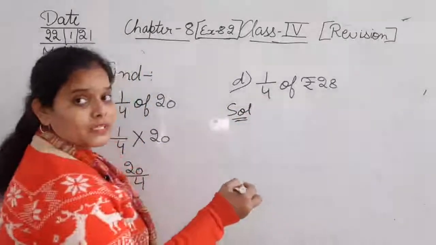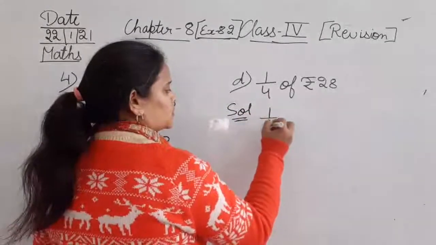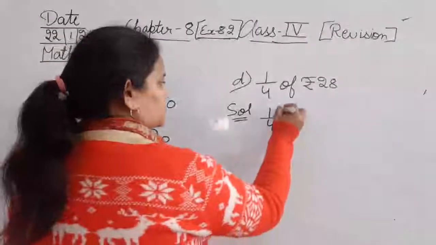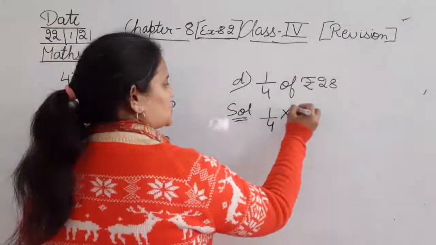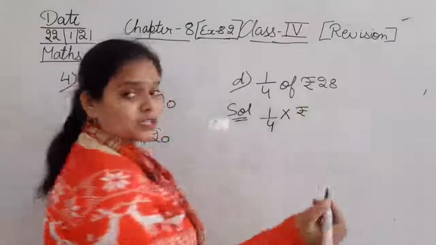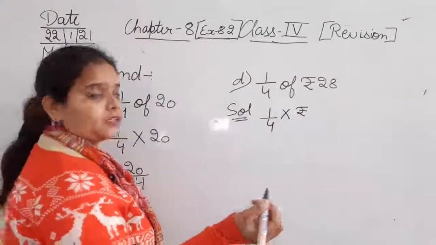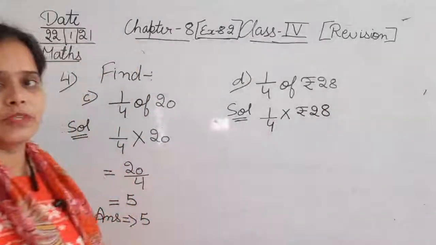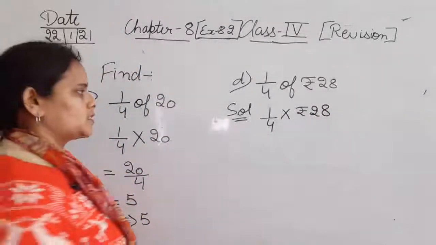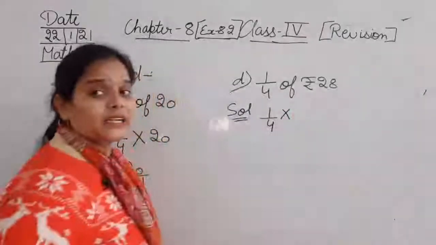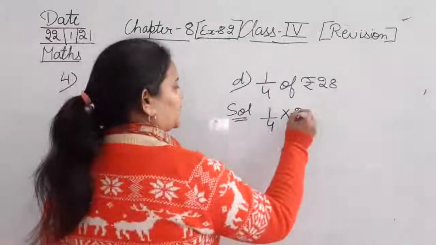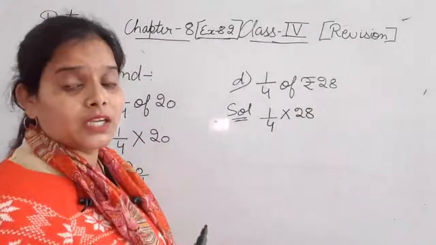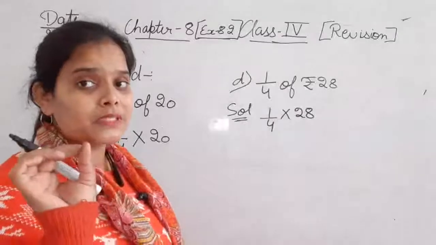1/4 of rupees 28. So 1/4 of will change into the sign of multiplication. Rupees 28, that is, you can use the sign of rupees as well. If you want, you can use that sign. Then 28. 1/4 of rupees 28. Okay. So I just don't use this rupees sign. Okay, that is a bit confusing. 28. But don't forget to write the rupees in the answer. Okay, don't forget to write that rupee sign. Use that rupee sign in the answer.